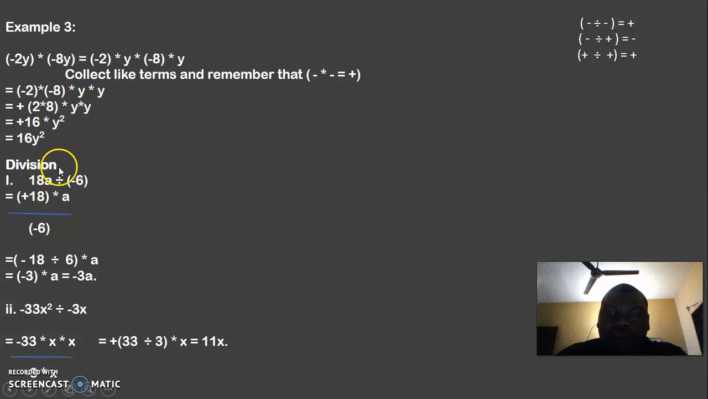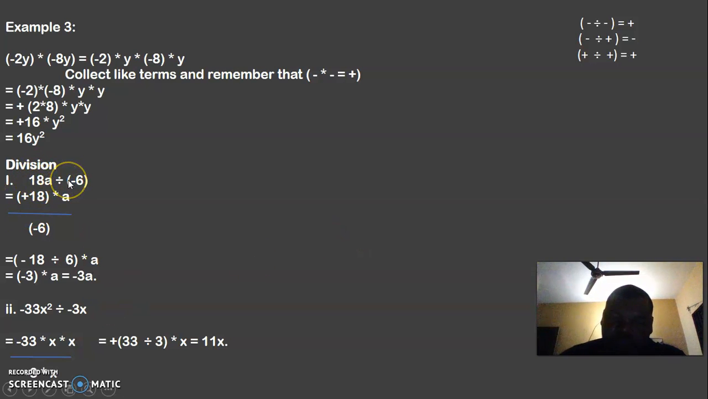Let's now look at division. If you want to expand an algebraic expression and want to use division, this is the division rule here too. Minus divided by minus gives us plus, minus divided by plus gives us minus, and plus divided by plus gives us plus. So let's move over to the example.